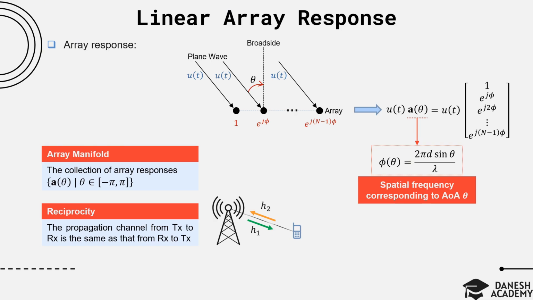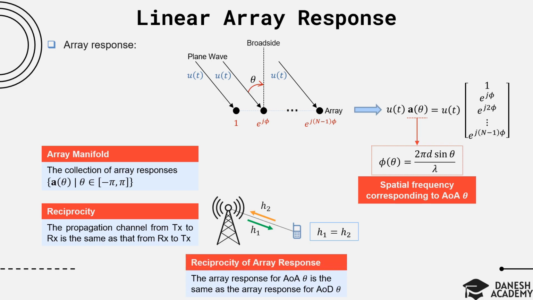Another important concept that we need to introduce here is called reciprocity, which says the propagation channel from transmitter to receiver is the same as that from receiver to transmitter. For example, in this figure, if we define the antenna-to-antenna channel from the base station to the mobile user as H1, and from the user to the base station as H2, reciprocity says that H1 is equal to H2.